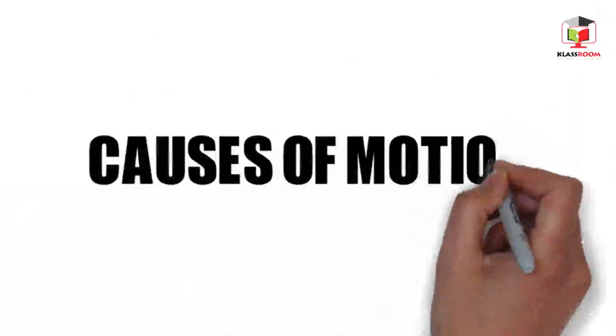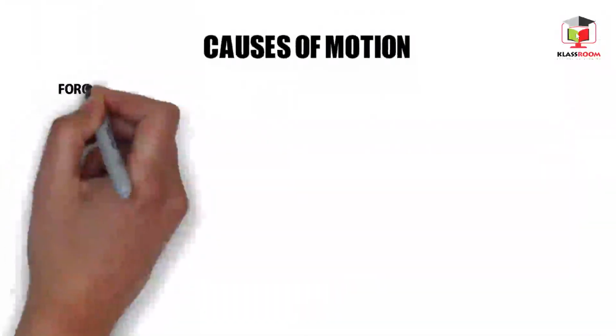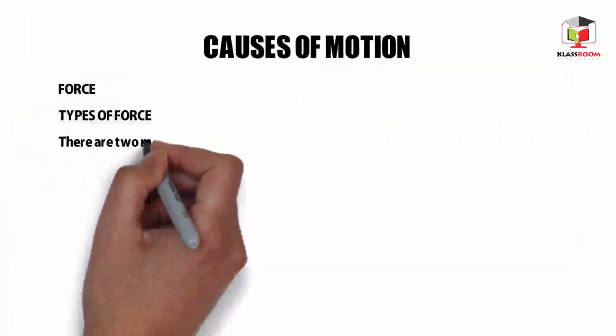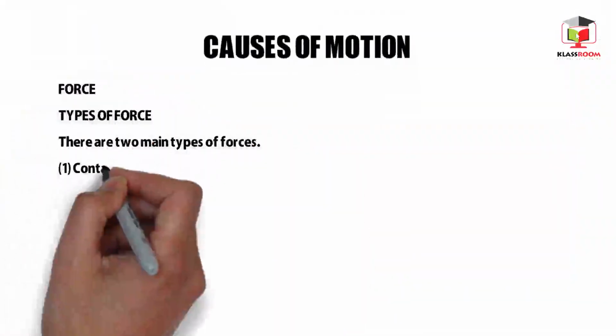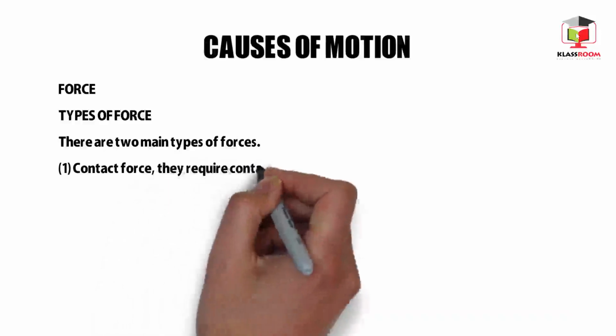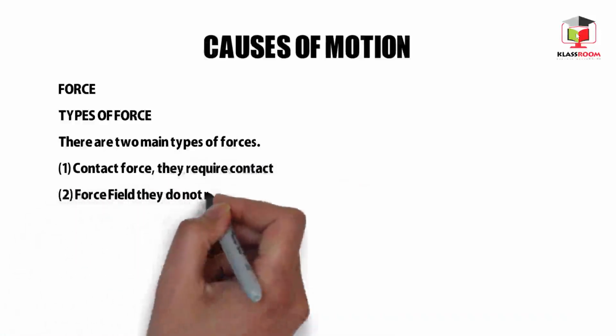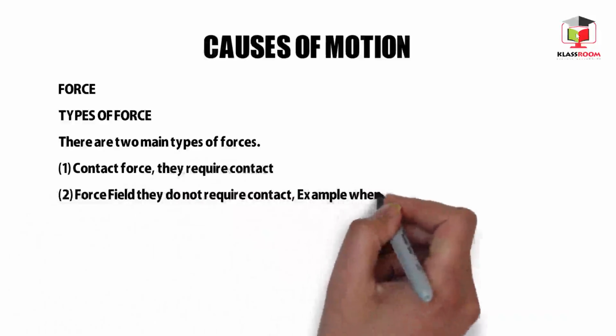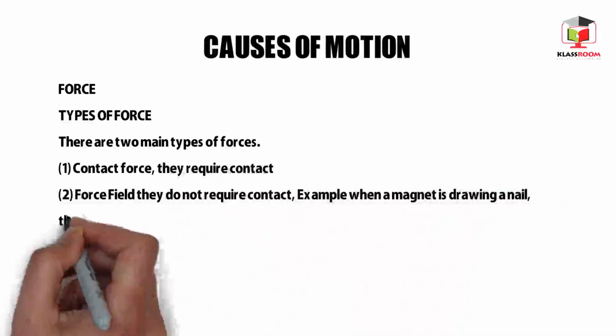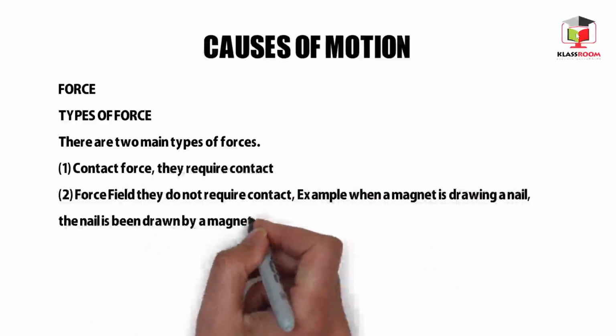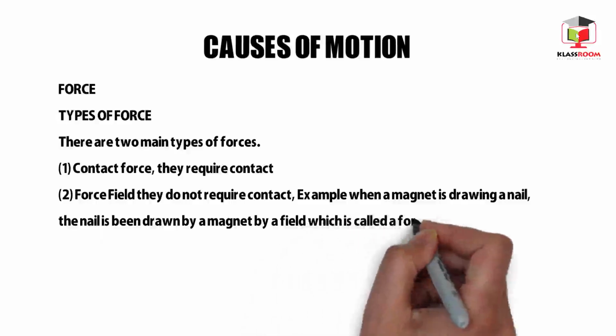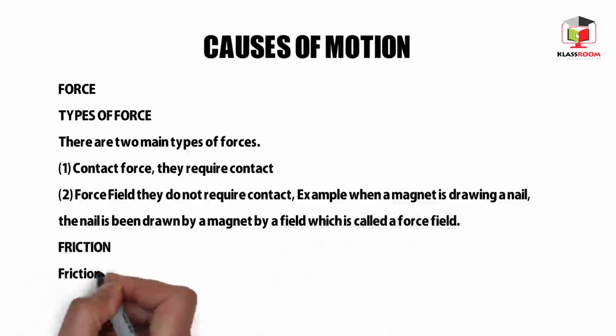Causes of motion. Force. Types of forces. There are two main types of forces. 1. Contact force. They require contact. 2. Force field. They do not require contact. Example: when a magnet is drawing a nail, the nail is being drawn by the magnet by a field, which is called a force field.